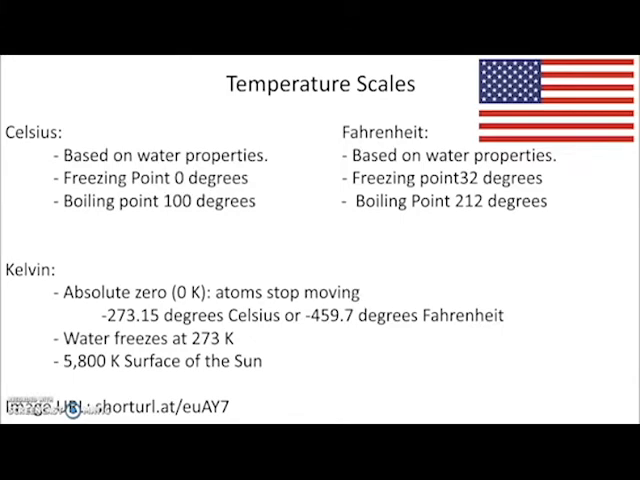Celsius and Fahrenheit are both based on water properties. The freezing point of Celsius is 0 degrees Celsius, and the boiling point is 100 degrees Celsius. The freezing point of Fahrenheit is 32 degrees Fahrenheit, and the boiling point is 212 degrees Fahrenheit. Celsius is a very common temperature scale throughout the world, while Fahrenheit is primarily used in the United States and countries in the Caribbean, such as the Cayman Islands and the Bahamas.